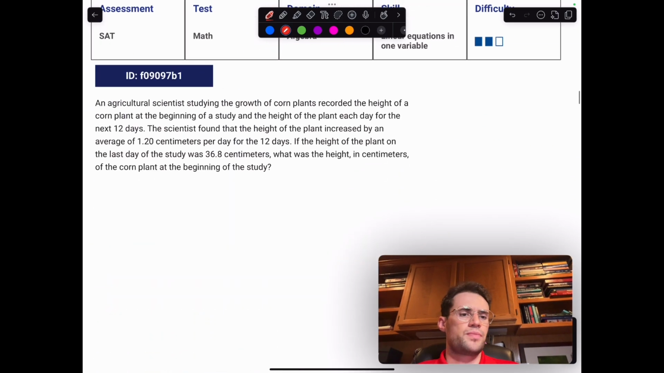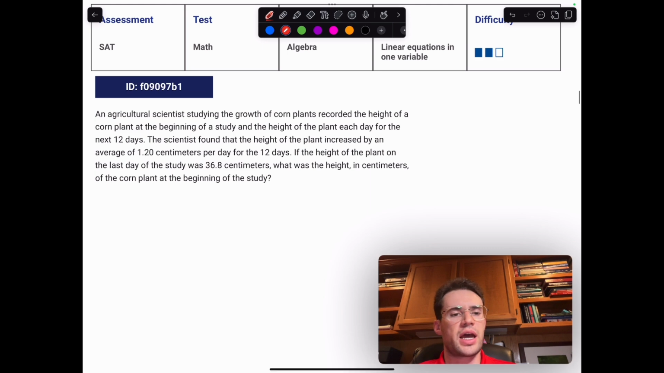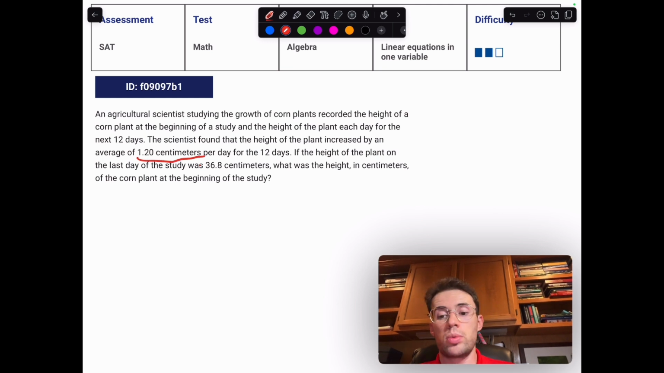Here we have a word problem. An agricultural scientist studying the growth of corn plants recorded the height of a corn plant at the beginning of a study and the height of the plant each day for the next 12 days. The scientist found that the height of the plant increased by an average of 1.20 centimeters per day for 12 days. All right, so 1.20 is like the slope, and then you multiply that by the number of days. If the height of the plant on the last day of the study was 36.8, what is the height in centimeters of the corn plant at the beginning of the study?